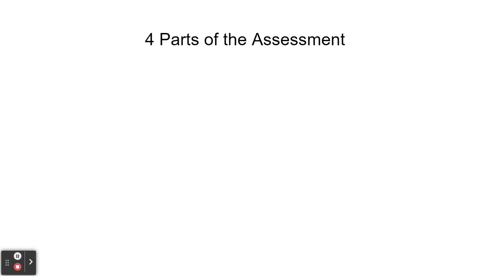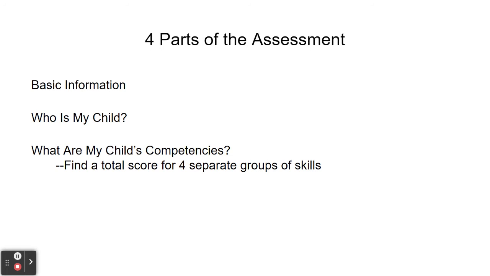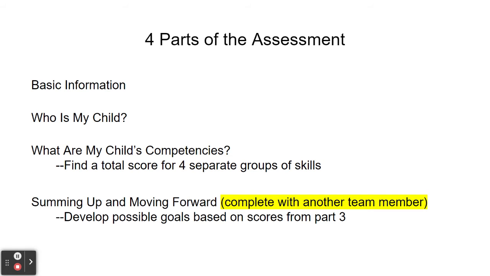There's 4 parts to this assessment. The first part is just basic information like your home routine, your child's health and vision status, how they like to communicate, their physical skills and thinking skills. The second part asks, who is my child? Gives you a chance to put in some nice details about your child. Part 3 asks you to score or rate your child's competencies in 4 separate groups of skills. And part 4 is the summing up and moving forward part.